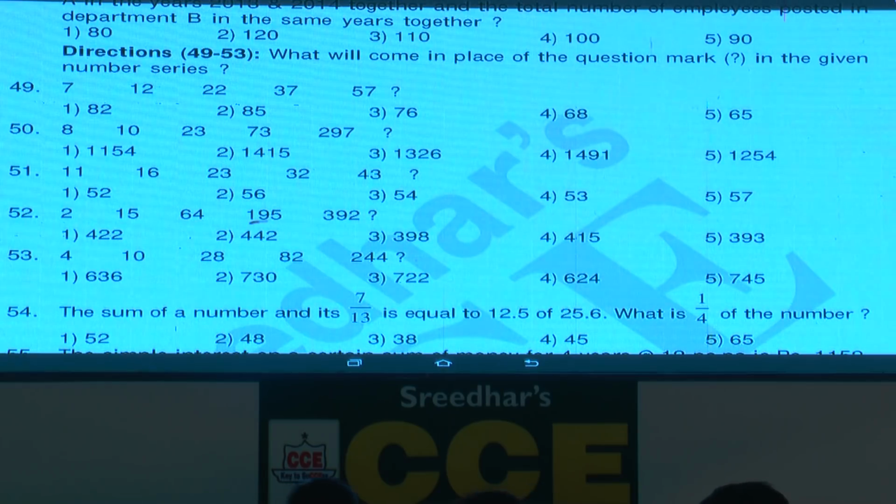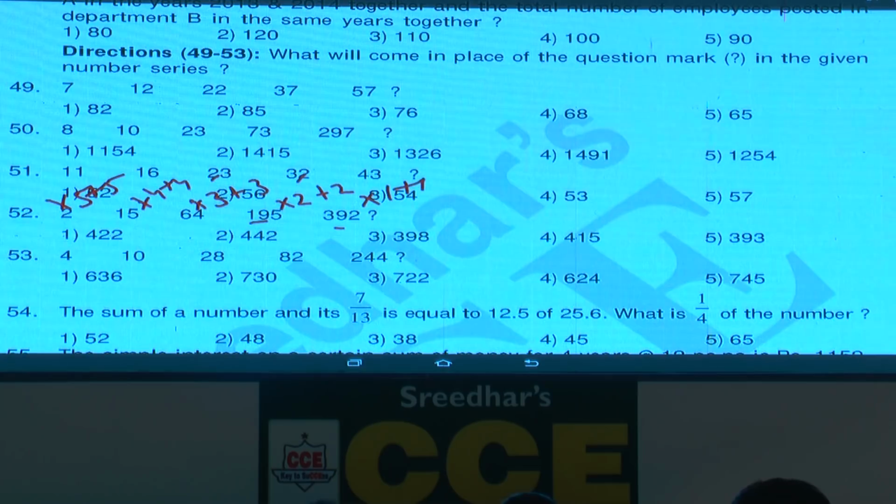Then question number 52. 2 and 15, then 195 and 392, 64. Tell me what is the logic behind this one. The numbers are increasing, hence which category must it be? 2 and 15, how can you relate this? 195 into 2 is 390 plus 2, 392. And 64 into 3 plus 3, 192 plus 3, 195. This is into 2, this is into 3, this must be into 4 plus 4, then into 5 plus 5, and the next must be into 1 plus 1. 392 plus 1 is 393, choice 5.